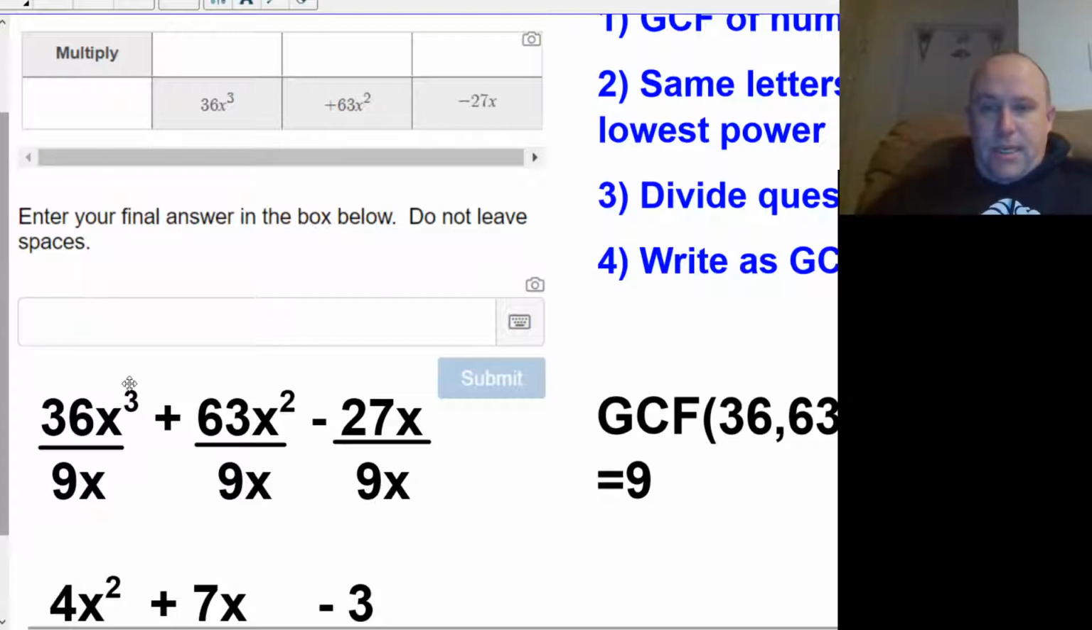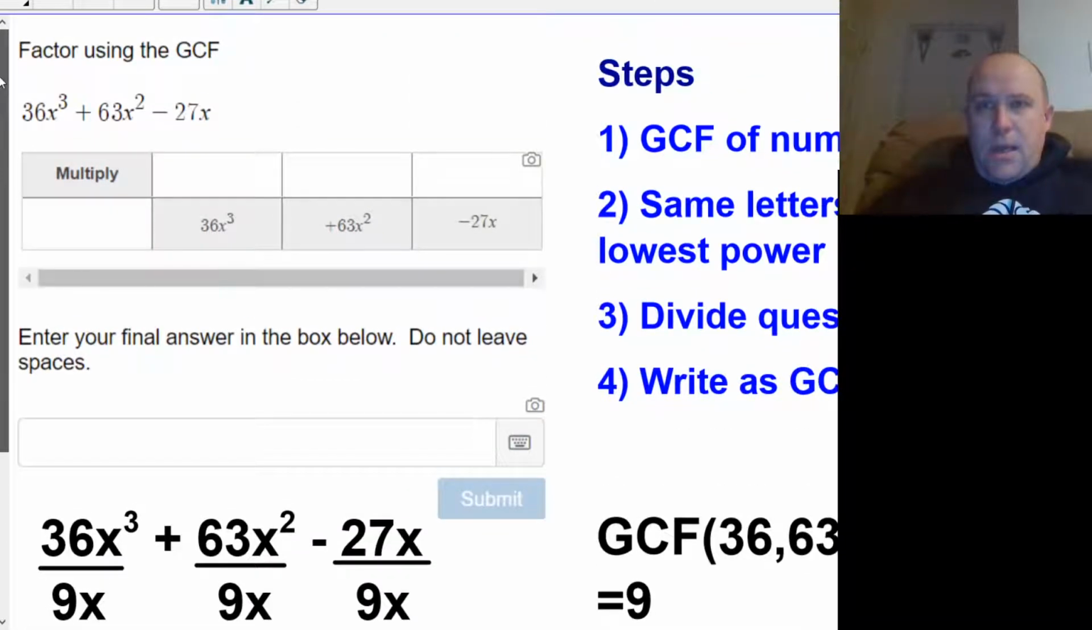Subtract the exponents here. 3 take away 1 will give you 2. 63 divided by 9 is 7. 2 take away 1 is 1, so just x by itself. Negative 27 divided by 9 is negative 3, and as these are the same, they would cancel. So this would be the part that goes at the top, and this 9x would go here, and then you can actually check 9x times 4x squared does give you 36x cubed, but just written slightly differently than how we'd done it previously. So that's how you do those questions if you want to go back and complete assignment 6.1.